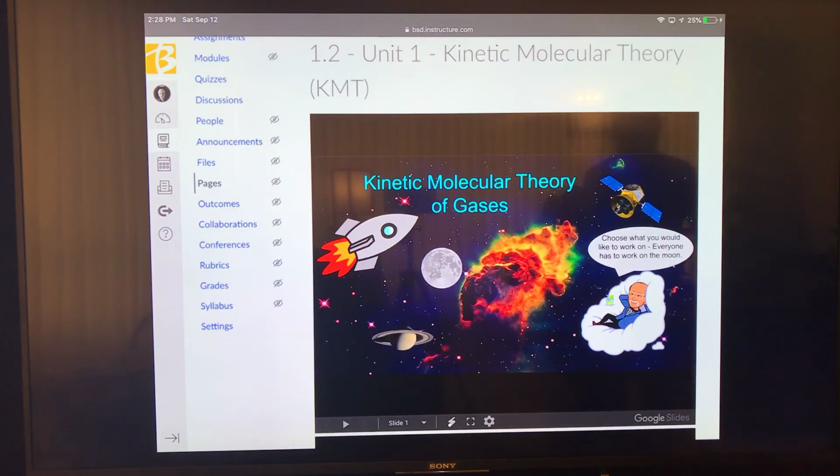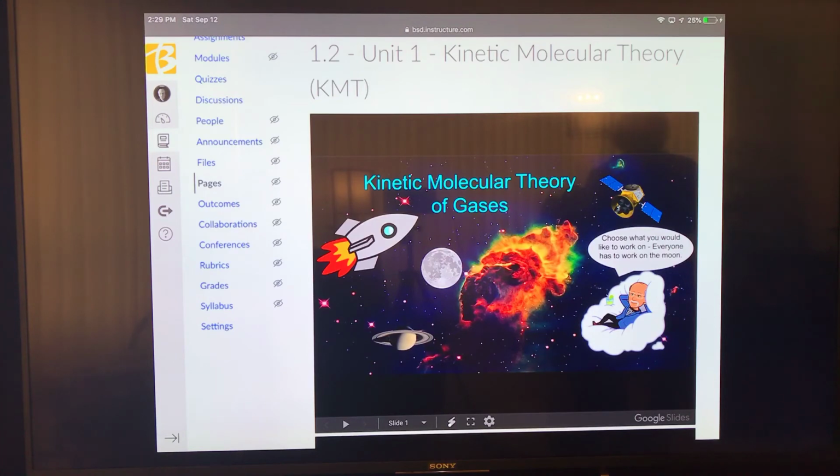And as they have more motion, they change state. They go from a solid to a liquid to a gas. If they have less energy, then they go the opposite way. They go from a gas back to a liquid and finally back to a solid. That is the kinetic molecular theory of gases.